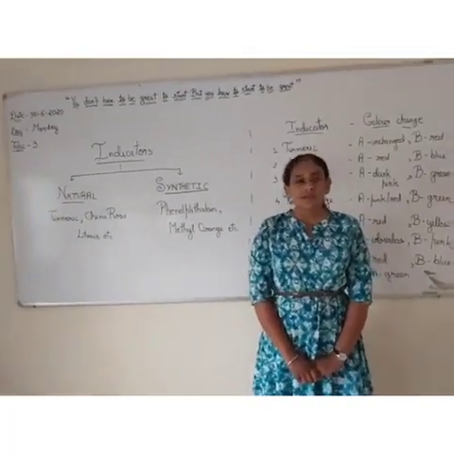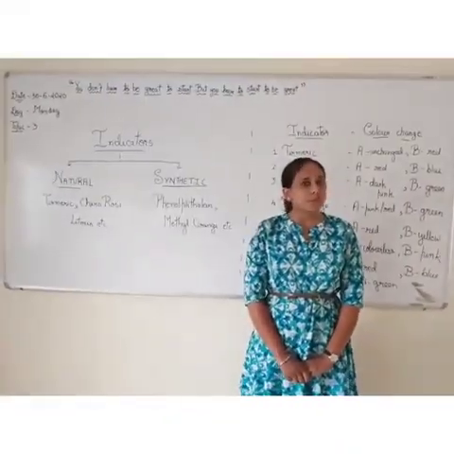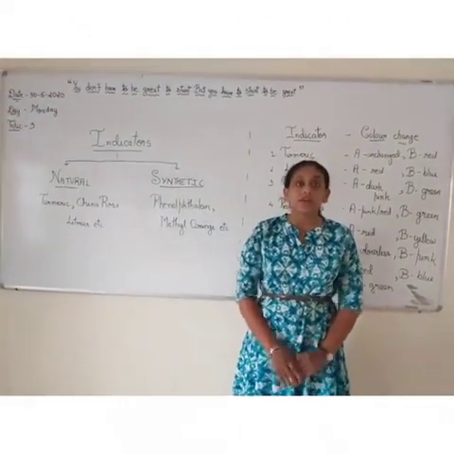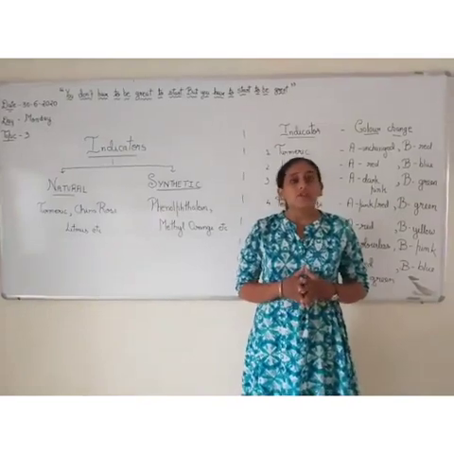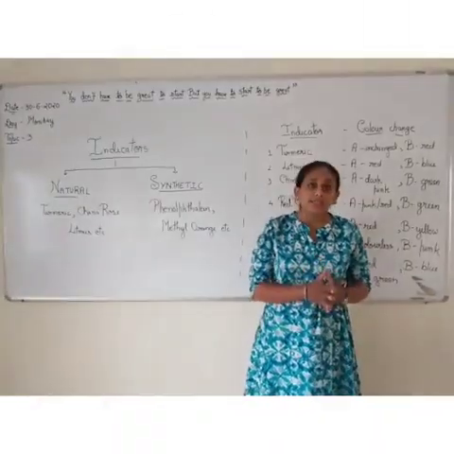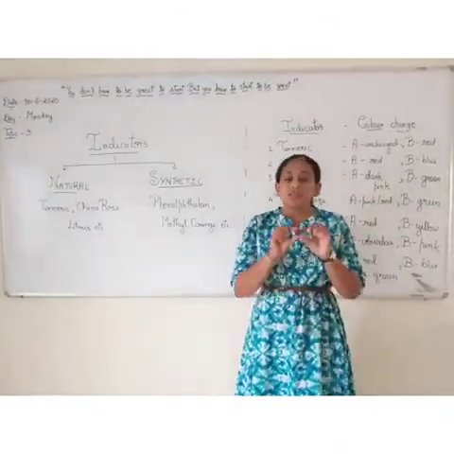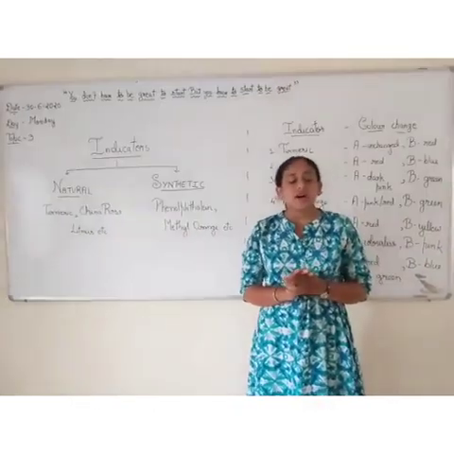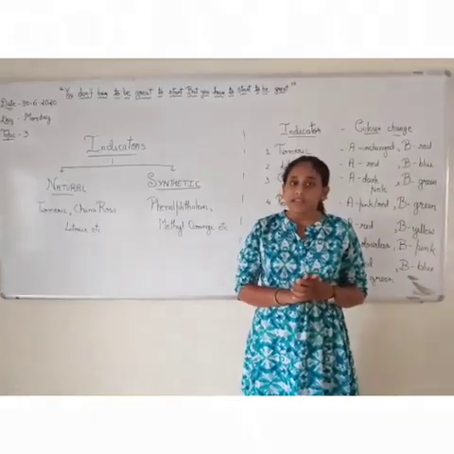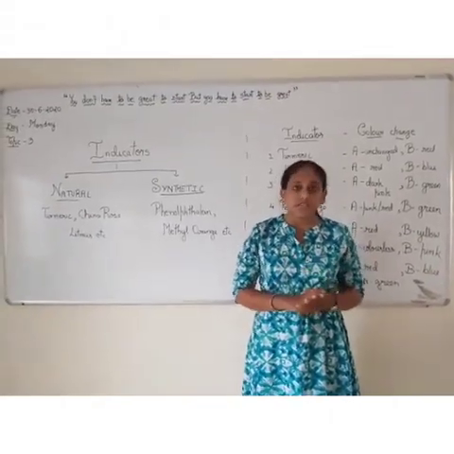Hello students, in the previous topic we understood about base and the properties of base. Today's topic we are going to understand about indicators. Now firstly, in the properties of acid as well as base, there was a specific property that was mentioned. That is, acids and bases are extremely harmful, dangerous as well as corrosive in nature.